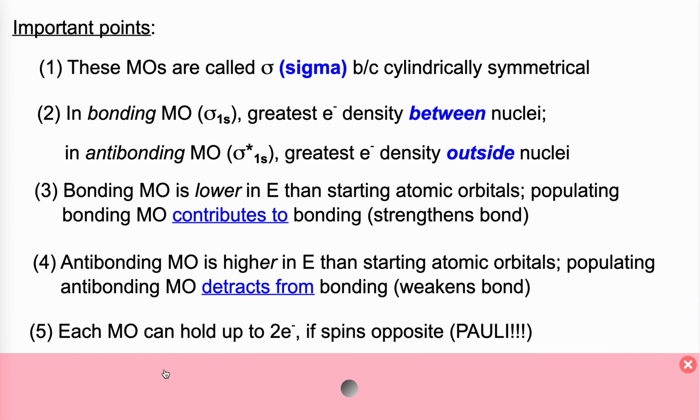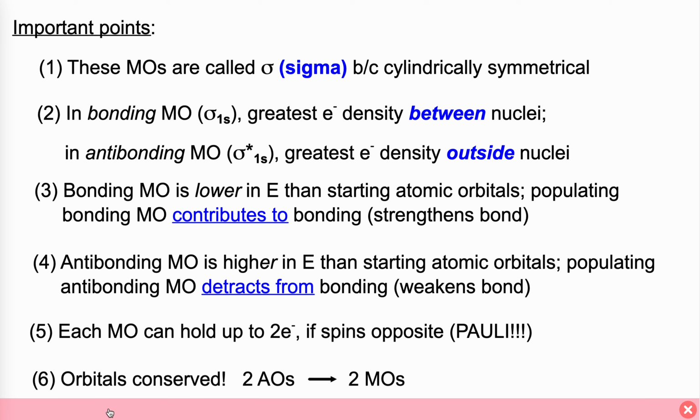As you saw, each molecular orbital can hold up to 2 electrons as long as they have opposite values of the spin quantum number, consistent with the Pauli exclusion principle, which works for molecules as well as atoms. And one cool thing about the molecular orbital model is that we observe what's called orbital conservation. The number of molecular orbitals you get out by linear combinations of atomic orbitals is always equal to the number of atomic orbitals you started with.